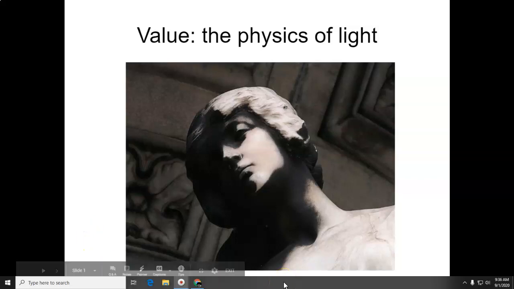Hello class, today we're going to talk about value, which is the physics of light, and do some skill building with it. You can see in this picture how the light falls on the statue, and some parts of it are light, some are dark, and that's what creates the illusion of three dimensions.